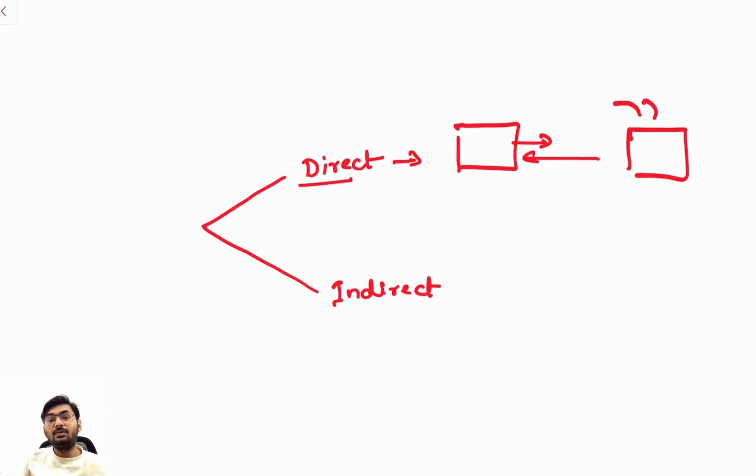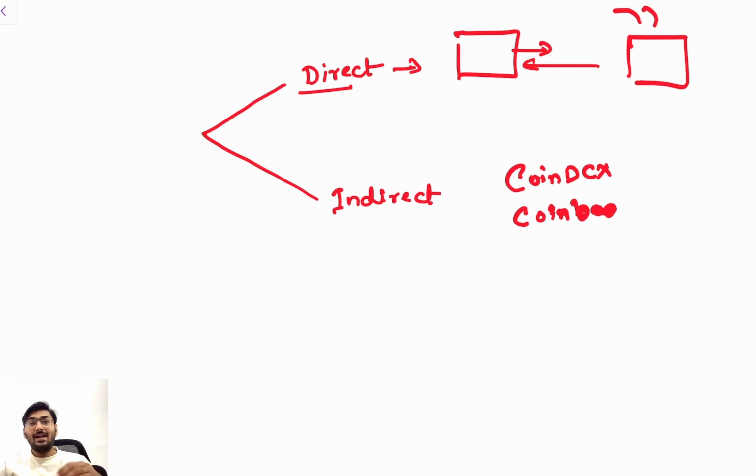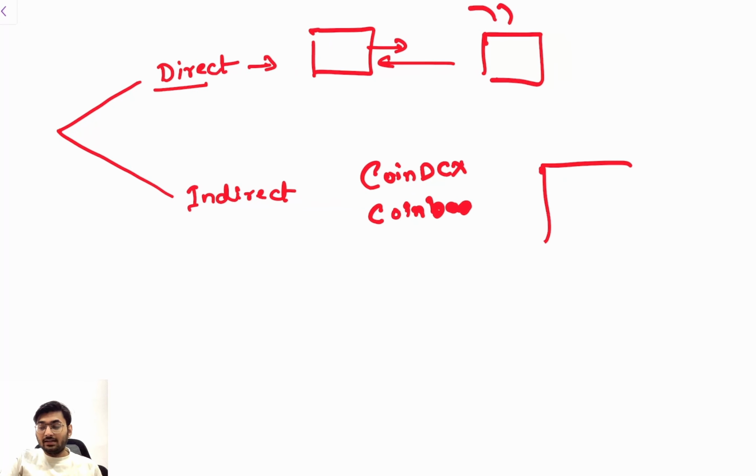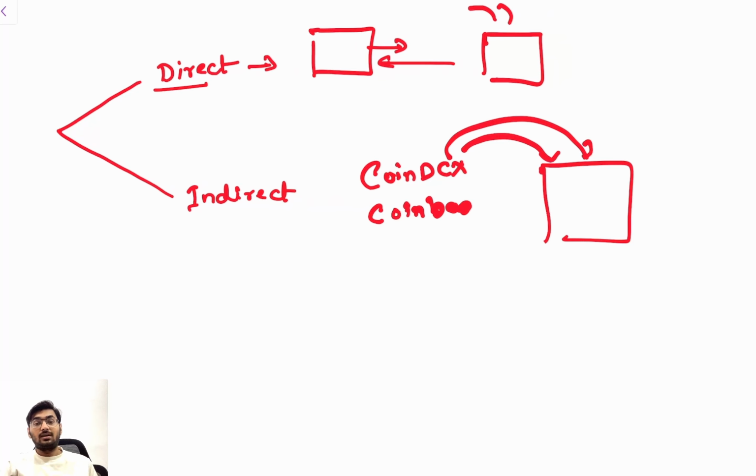It can be WazirX, it can be CoinDCX, it can be Coinbase. Clear? There you can directly buy Bitcoin, Ether, or any other cryptocurrencies, and there will be a dedicated wallet in which you can store these cryptocurrencies.